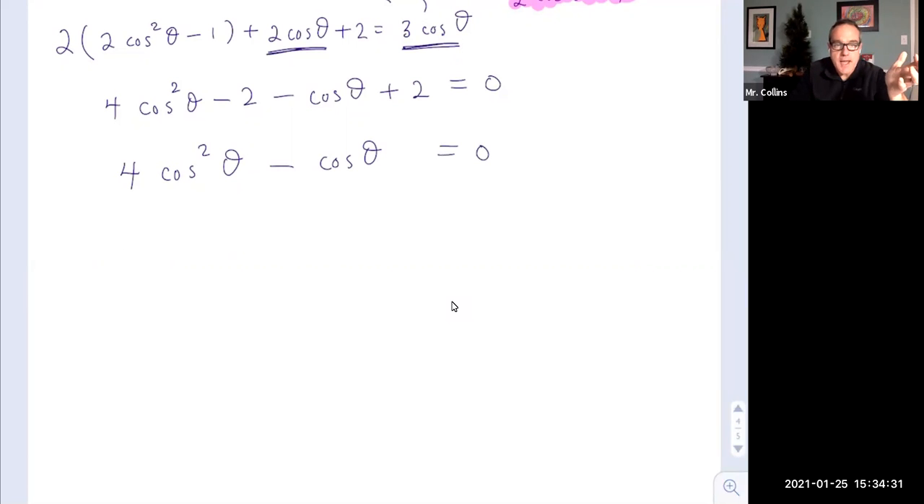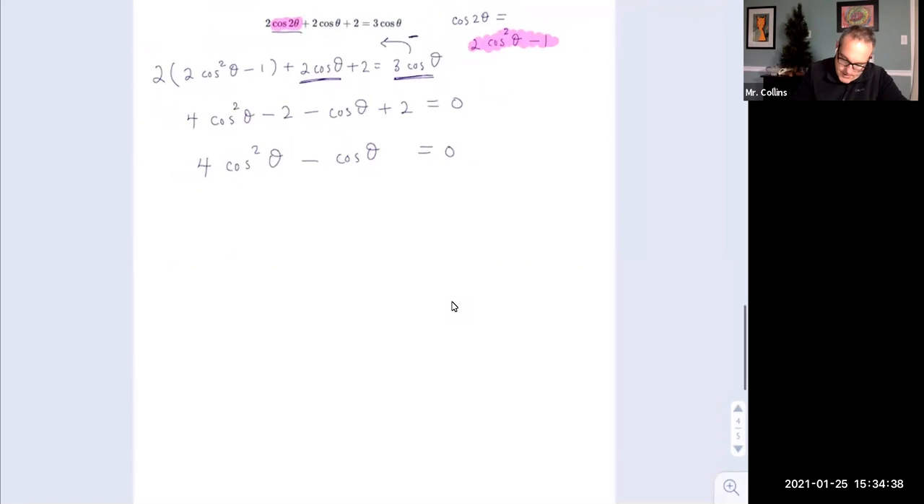Now you've got to say, hey, is there something I can do? You've got to draw on your algebra knowledge. Because what do you have here? It kind of looks like 4x squared minus x equals 0. What would you do with that x? You would factor it out. Same thing here. You have a cosine in both terms. It's a greatest common factor. Bring it out front.